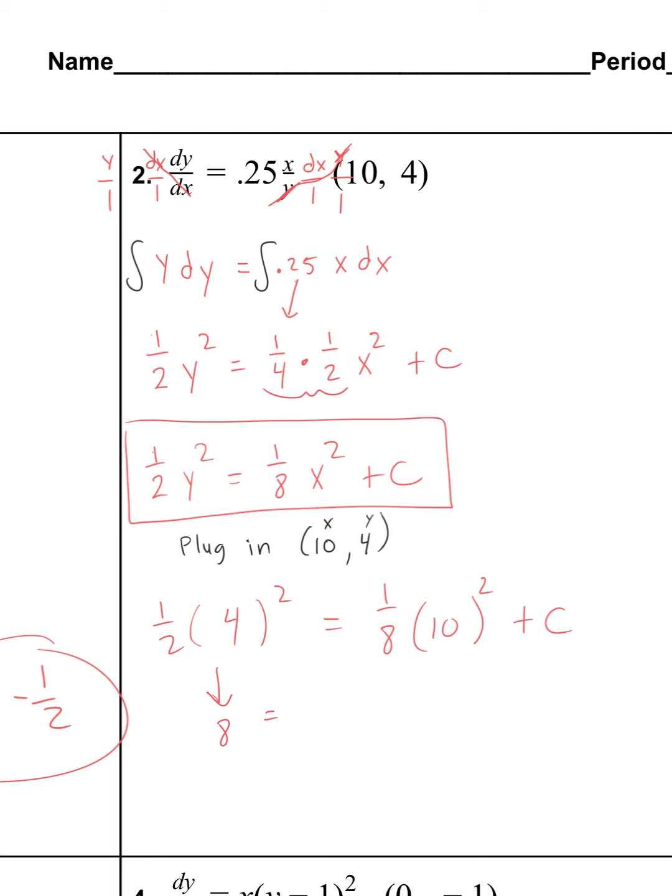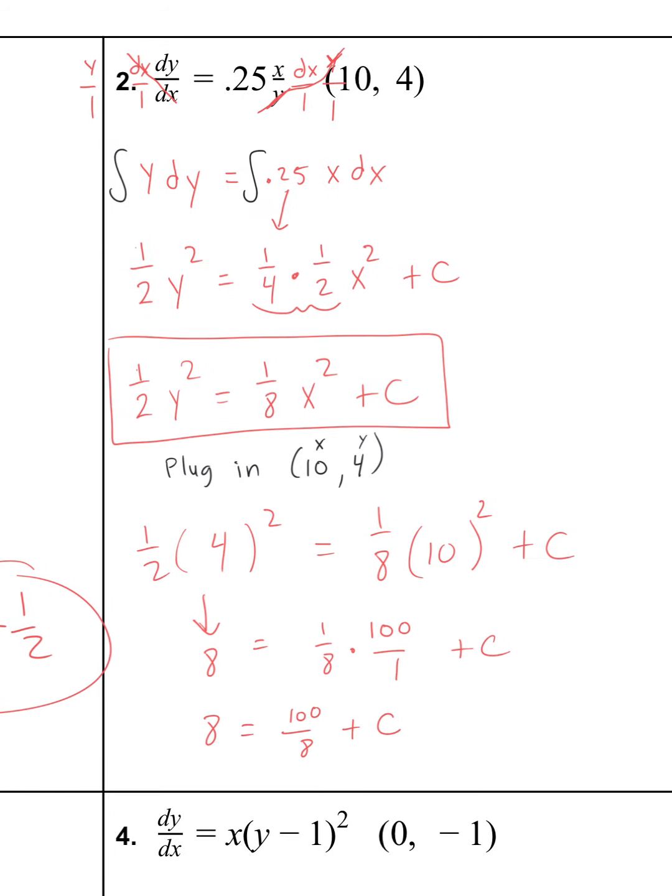All right, on the right, this gives me, let me slow down here, 1/8 times 100 over 1, because 10 squared is 100. Now if I multiply tops and bottoms, I get 8 on the left still, but I get 100 over 8 plus c. Now I'm just going to change that to a decimal. 100 divided by 8 is 12.5 plus c.